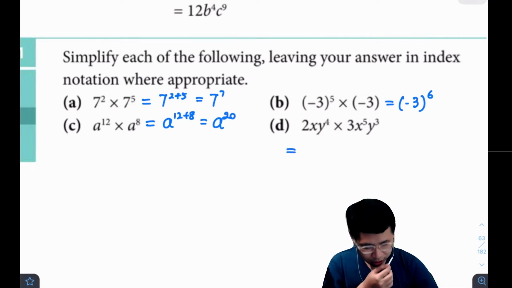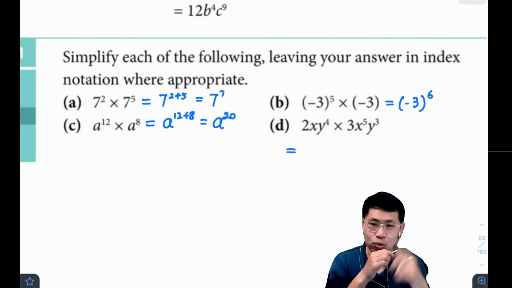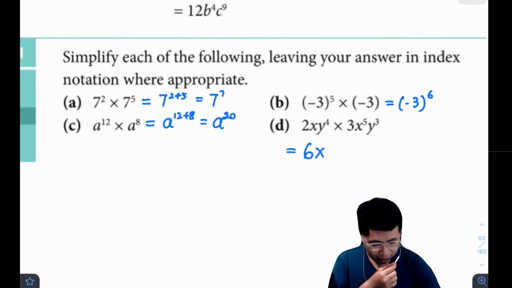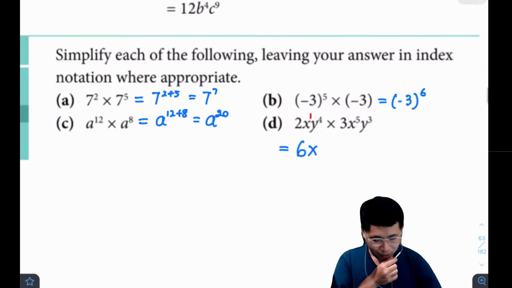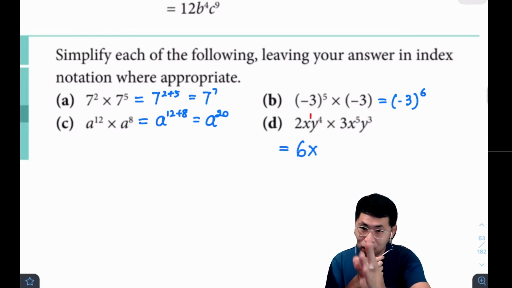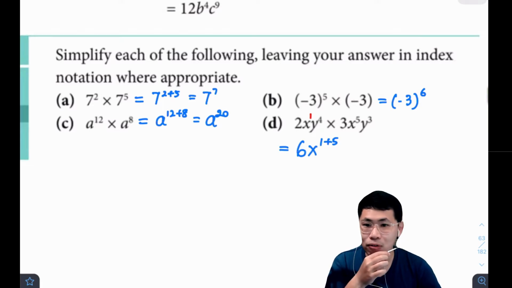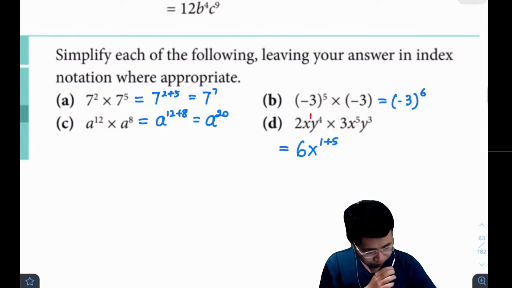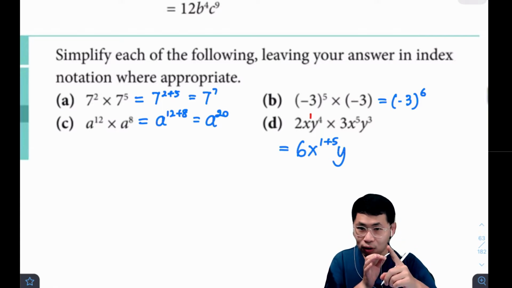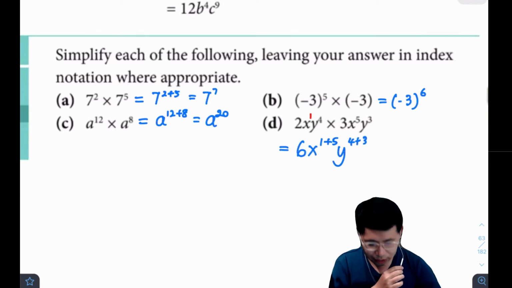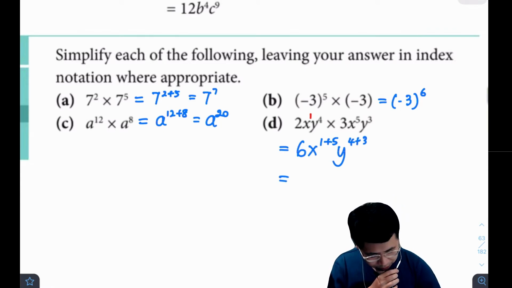Okay, so first and foremost, we have our 2 times 3, correct? So 2 times 3 is 6. Next, I will have my x, and x on the left, okay, if they didn't write anything, it is x to the power of 1. Okay, so we have x power 1 and x power 5, same base, let's mash them together, so it will be a power of 1 plus 5. And y, okay, we have our y to the power of 4 and y to the power of 3, multiply together, we have y to the power of 4 plus 3. Okay, so let's simplify the index. We have 6x to the power of 6, y to the power of 7.